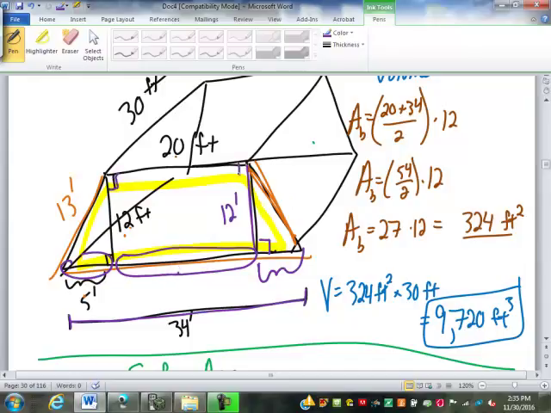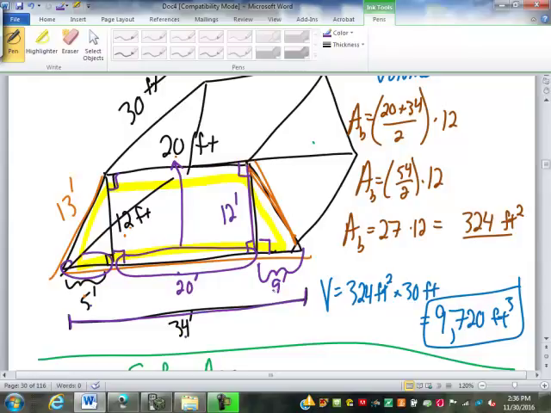This is right angles at every corner. That's a rectangle, isn't it? So it's got to be the same length as the other side, which is 20 feet. So 5 and 20 make 25. Subtract that from 34. This has to be 9 feet.